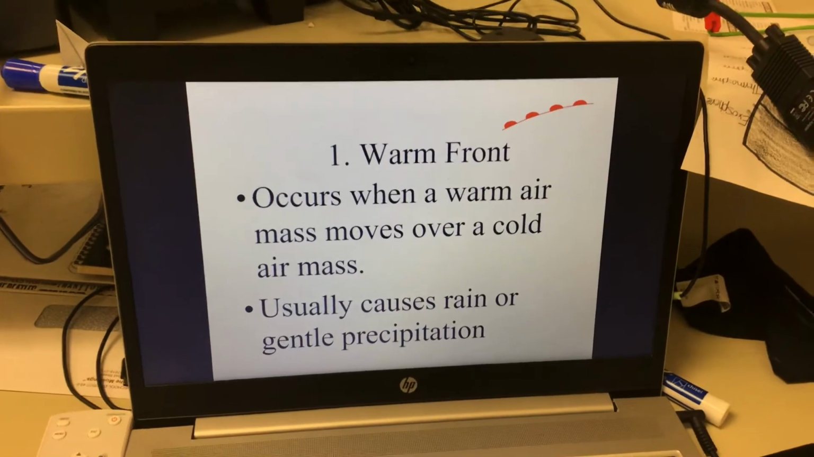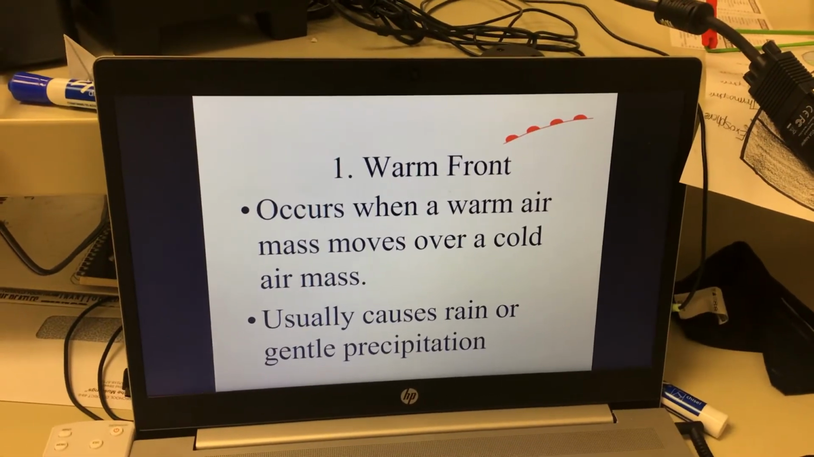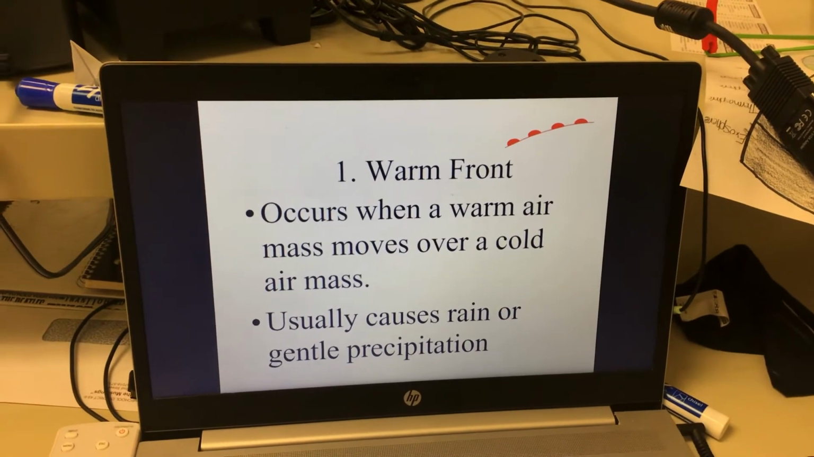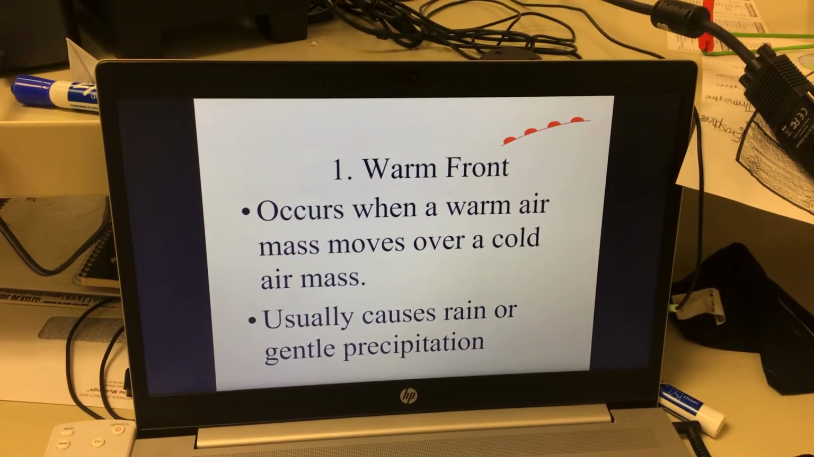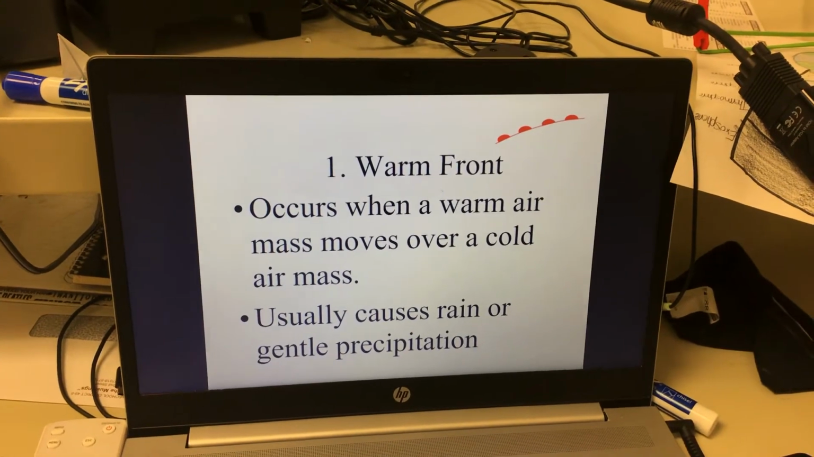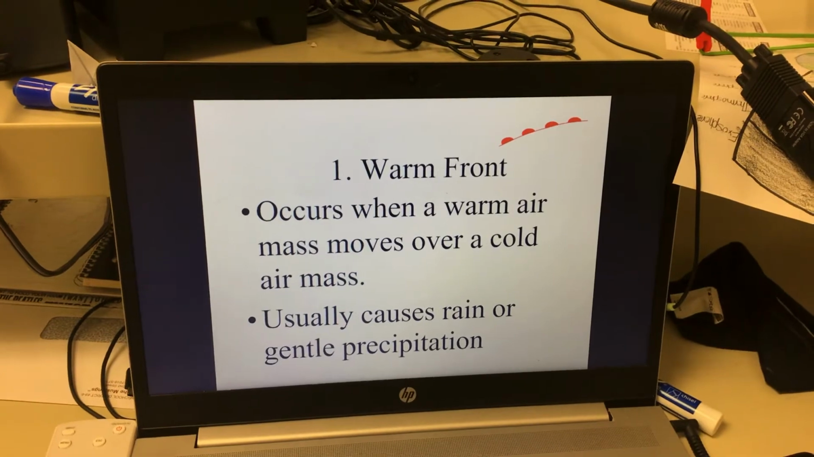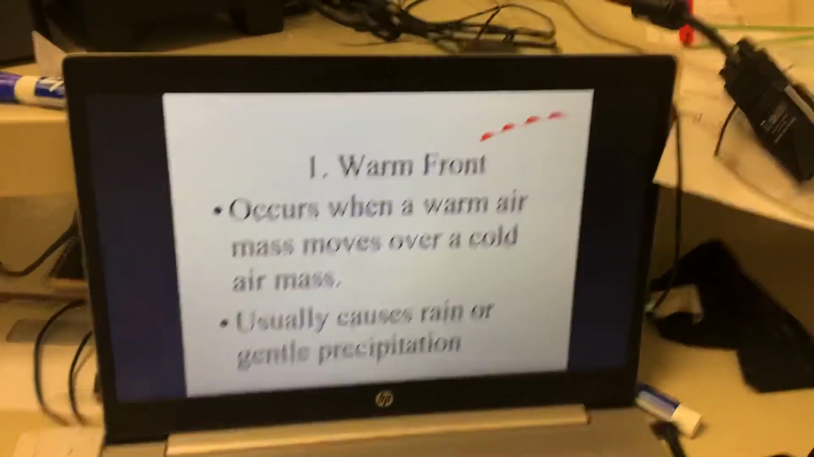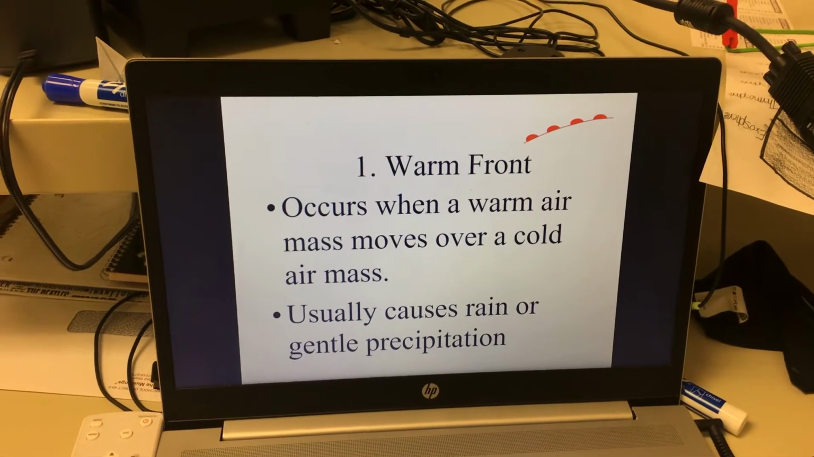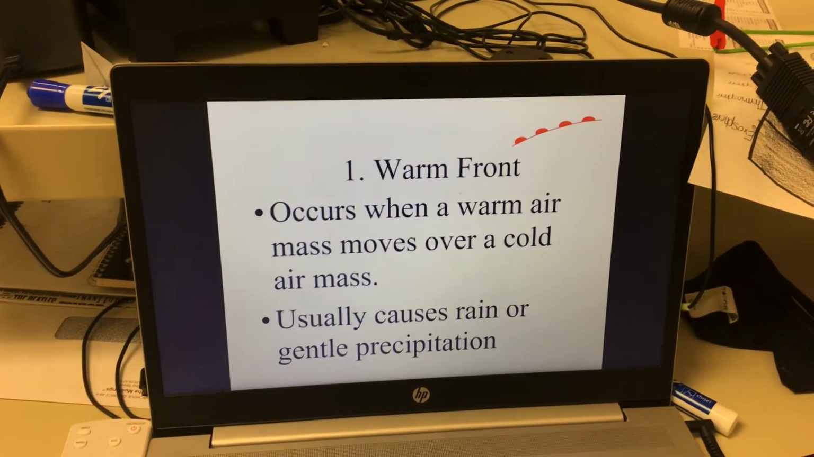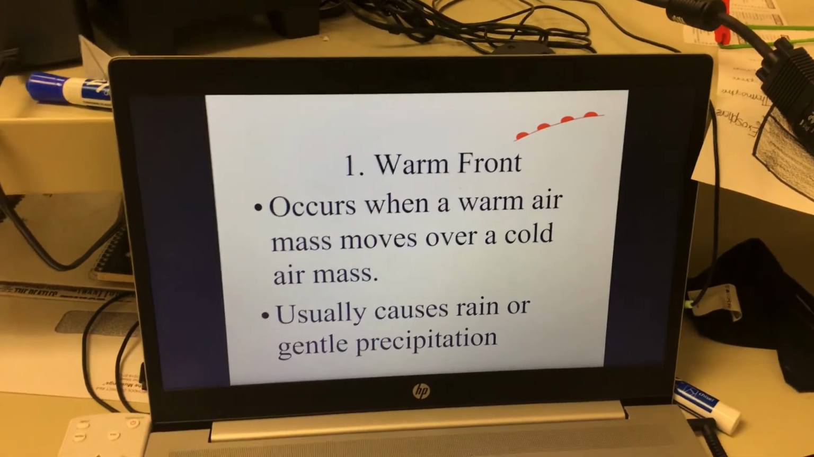Now, this can cause rain a lot of times because that warm air mass is usually wet. The cold air mass is usually dry. Well, when they hit, the warm air mass is going to cool off a little bit, and it's going to reach its dew point, and it's going to condense and fall as rain. So if it's warm and wet and it hits a cold air mass, that warm and wet is going to cool off and cause rain.